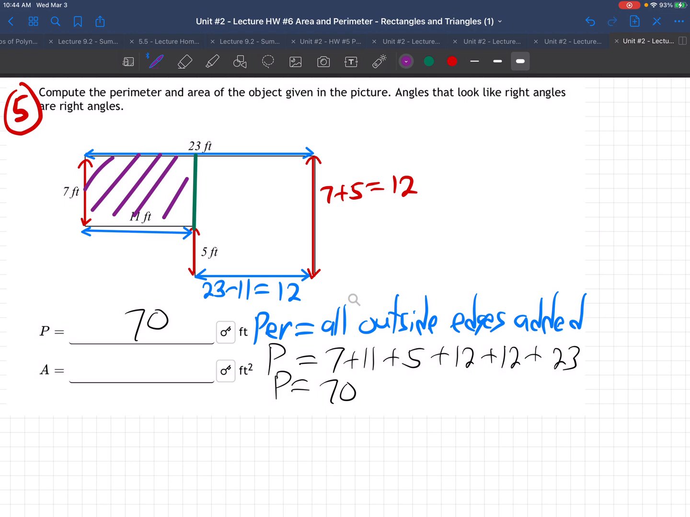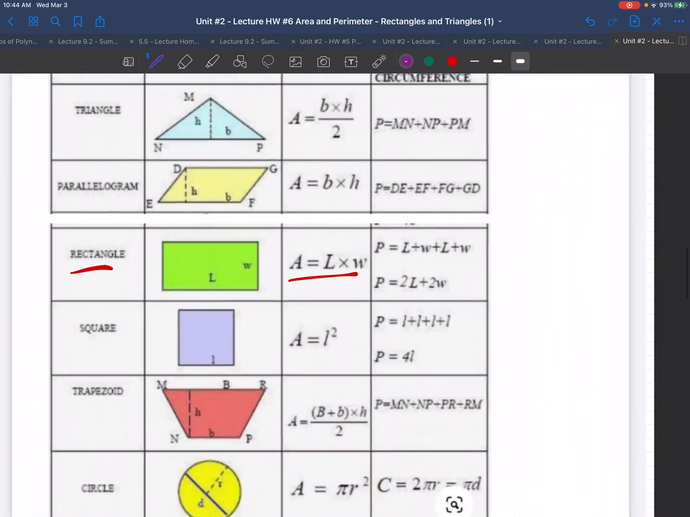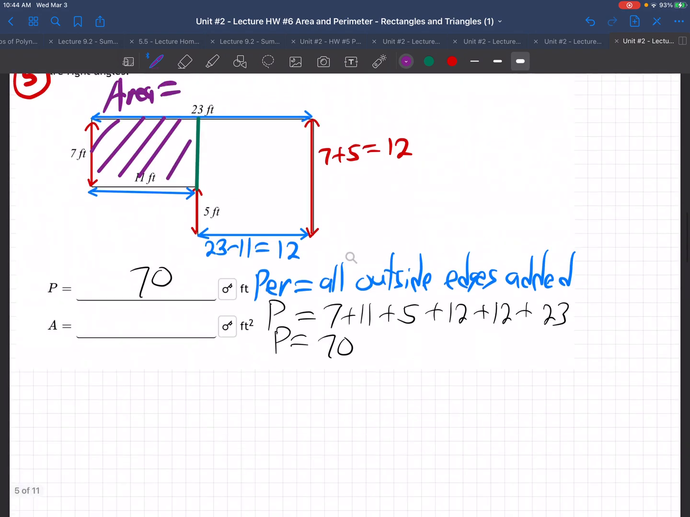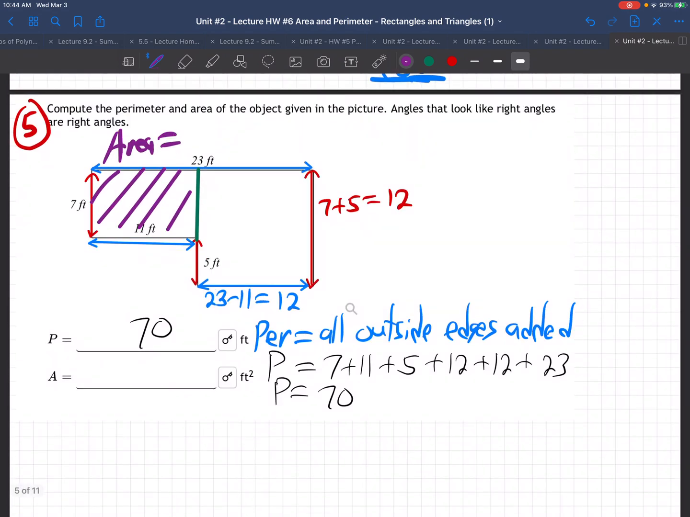Well, the area of this rectangle. And what's the area of a rectangle? Here's the notes. Rectangle area formula, length times width. Just one side times the other to find the area of a rectangle. So I'm just going to go 7 times 11. So that rectangle is 77.